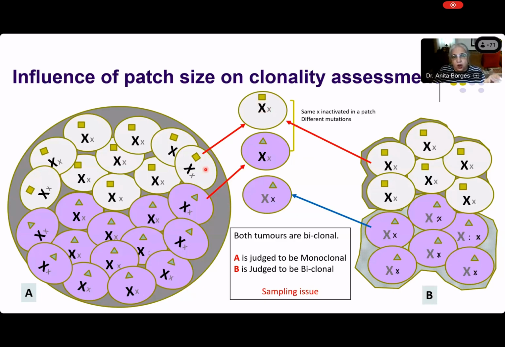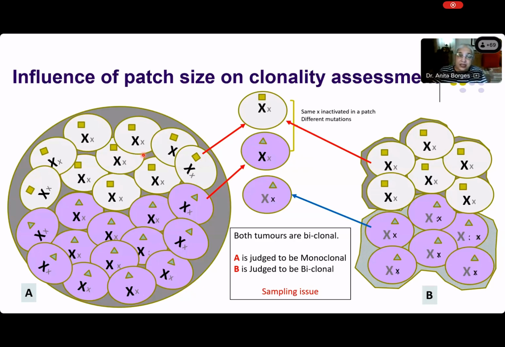All of the cells in this patch have the gray X that has been inactivated. See that? But you see that there are two different clones of cells here. One clone has got this mutation. The other clone has got this mutation. So there are two clones. But when I sample this tumor to find out by X inactivation whether all the cells, or the majority of cells, in this tumor have the same X inactivated, then I will know whether this whole tumor is one clone or not. I assume that it is one clone because the same X is inactivated.